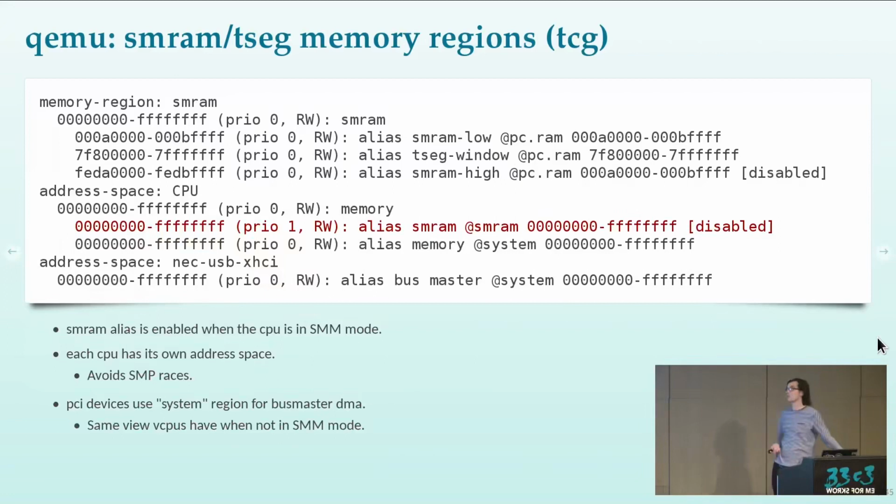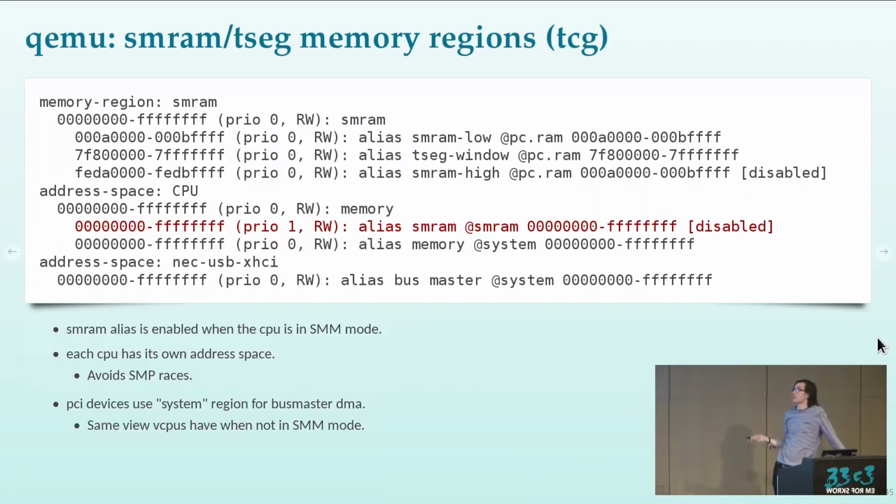To enable access to the SMM memory in SMM mode, we have this SMRAM region, which has aliases into low and high SMRAM locations, and also for the TSEG, which refers to the actual memory. And then each virtual CPU gets its own address space. This one, and it's just these two, the SMRAM, which we have right here, and the normal memory. This is all the stuff we had on the previous slide.